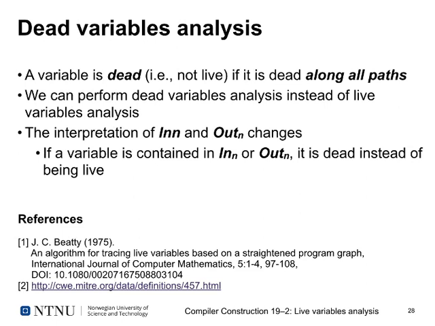Of course, if we can do live variables analysis, we can turn this around. We can also do dead variables analysis, just to sum it up. We can just turn the definition on its head. A variable is dead, so not live, if it's dead along all paths. So we can perform dead variables analysis here, and we would have to change the interpretation of our sets in n and out n. If a variable is contained in in n or out n, it is dead instead of being live.